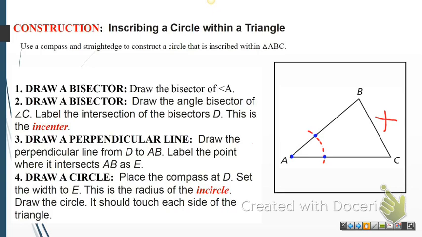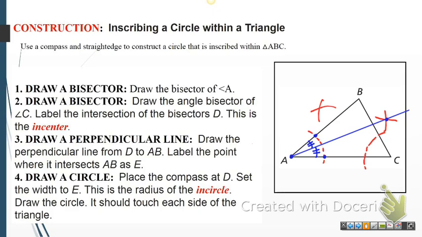Now I'm going to connect where these two intersect back to the vertex. So angle bisector number 1 is finished, right? I've just bisected angle A. Those two angles are now congruent. And the incenter, remember, is where the angle bisectors intersect. So there's one angle bisector, and now all I need is one more angle bisector, and I will have found the incenter. So I'm going to bisect angle C.